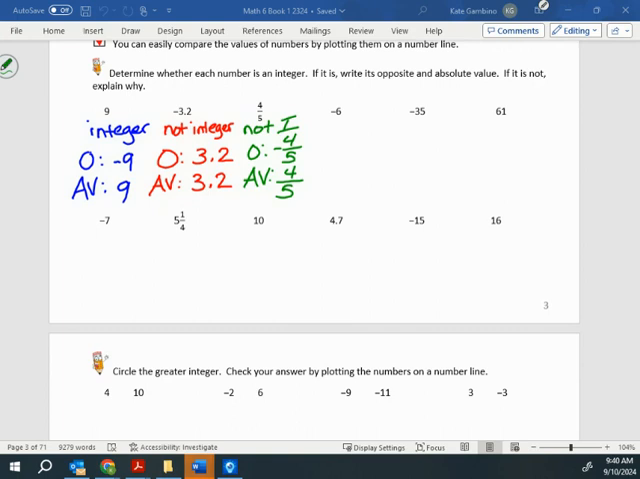One more together. Let's look at our negative 6. Emma? Integer. How do you know it's an integer, Emma? Because it's not a fraction or decimal. What is its opposite? Alyssa? A positive 6. And what is its absolute value, Maddie? Positive 6.